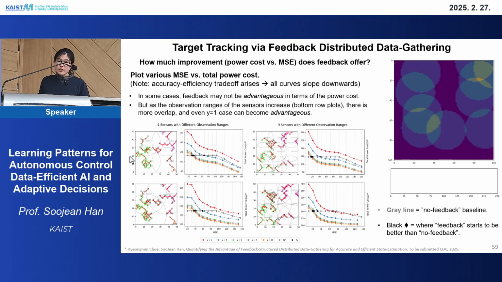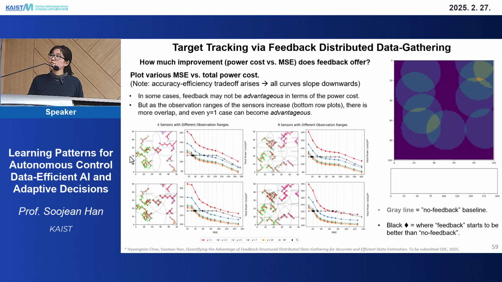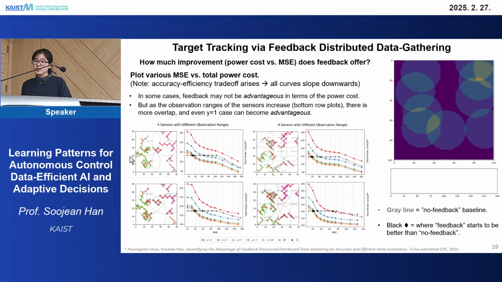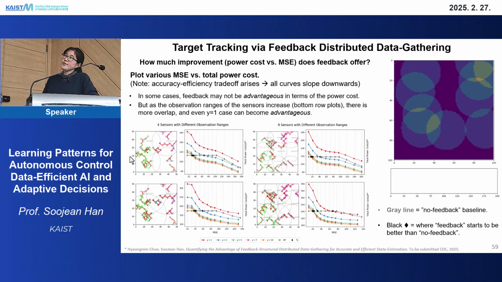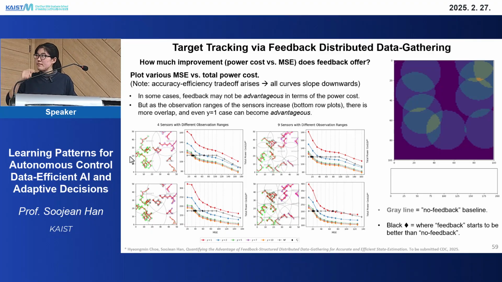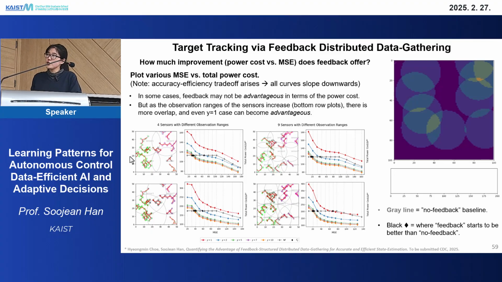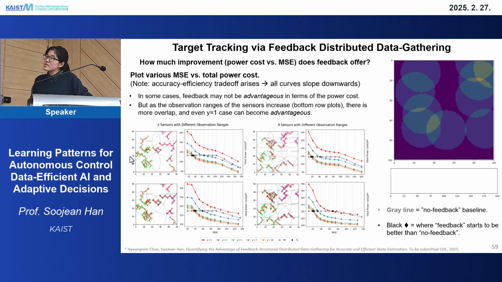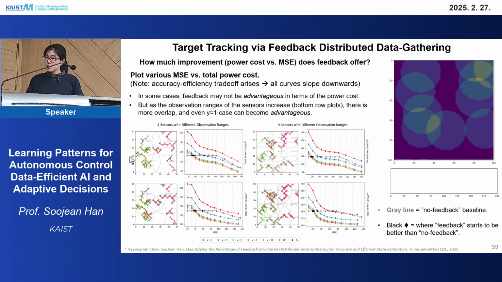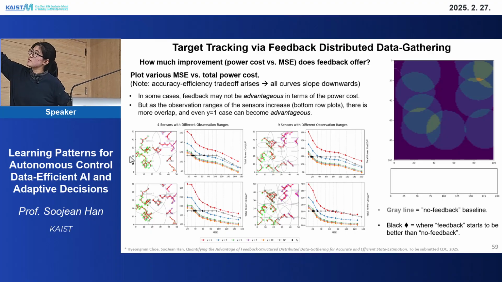Okay, so here are some results that we obtained from this experiment. We want to investigate how much performance improvement, where performance improvement here means power cost versus mean squared error, does feedback offer. So if we include feedback, do we decrease the amount of power that is utilized by each sensor to transmit its observations to the central processor, and the mean squared error of the state that is estimated by the central processor versus the true state. So in this case, it's just trying to accurately track each target as much as possible.